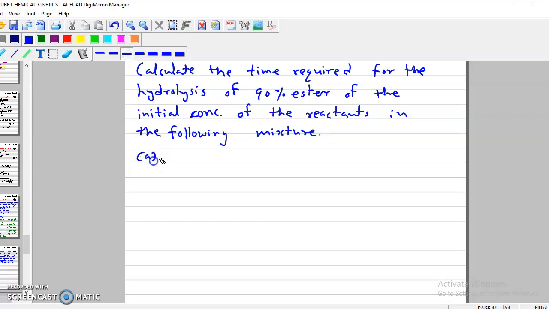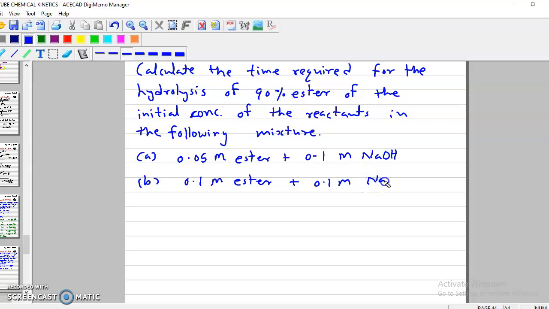The first one is 0.05 molar ester plus 0.1 molar NaOH. So here you can see that A is not equal to B. Second one, 0.1 molar ester plus 0.1 molar NaOH. In this case, A is equal to B. The first one is A not equal to B because both have different concentrations, but here A is equal to B. Now let us solve this one.